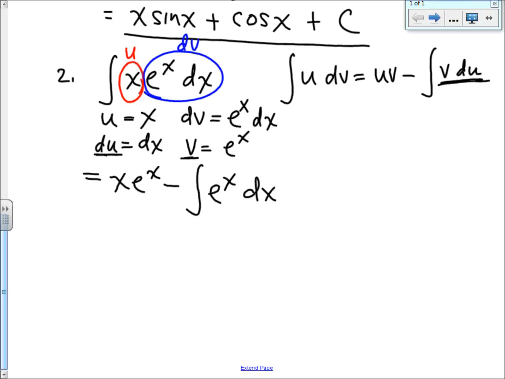See, now it's down to something simpler. So now I can easily do this. So I got x e to the x minus the integral of e to the x, go back to my rules, is e to the x. I add a c because it's indefinite, and then you're done with that one.